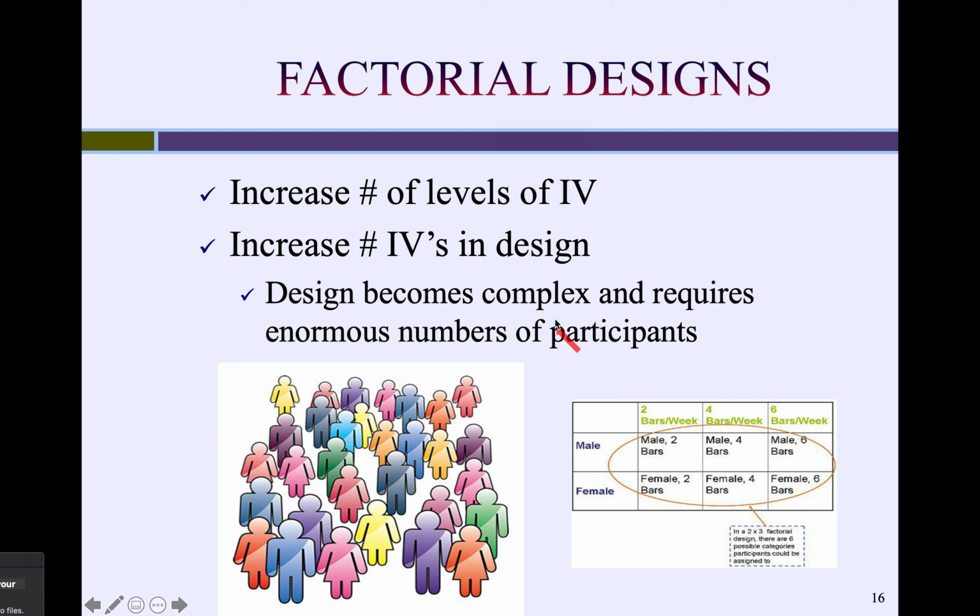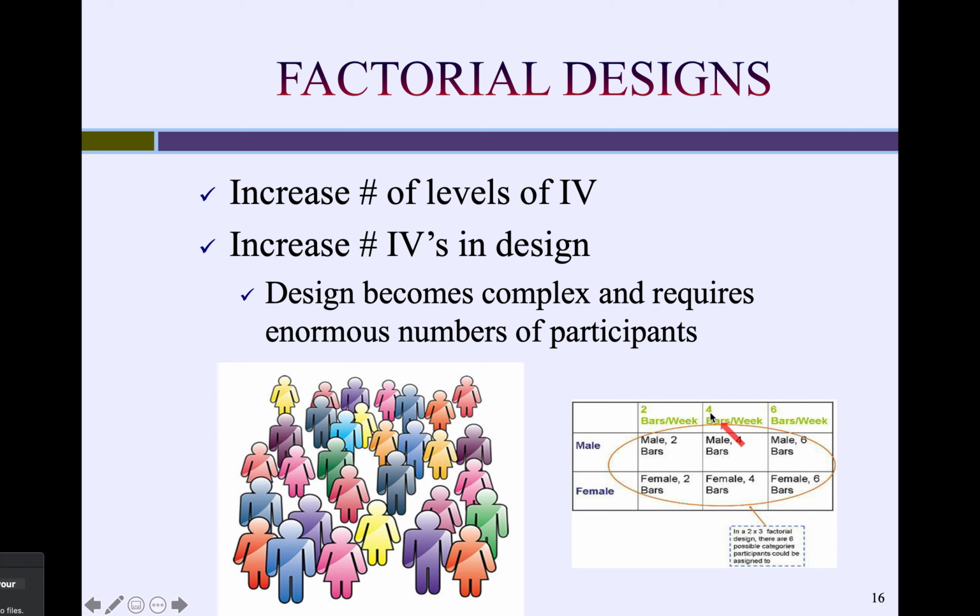But the designs do become much more complex when you add different levels of the IV and when you increase the number of IVs, because it requires more participants. As I referenced before, with some basic studies, you could probably get away with 25, 30, maybe 30 to 40 participants. But when we start working with more complex designs like factorial designs, you need to have a certain number of people, really magic numbers, probably about 20 in each one of these categories.